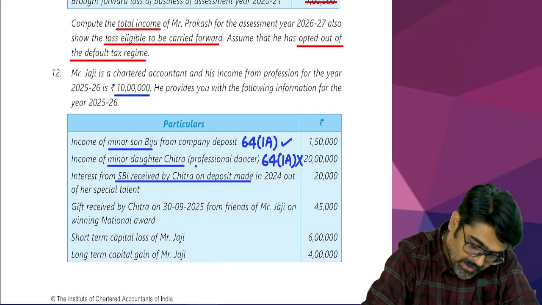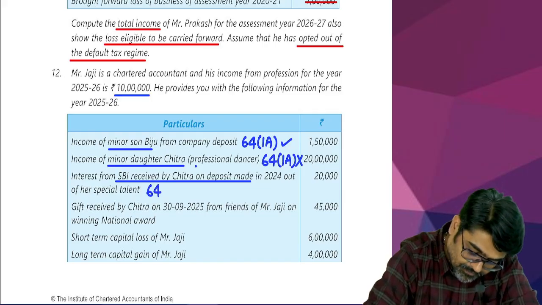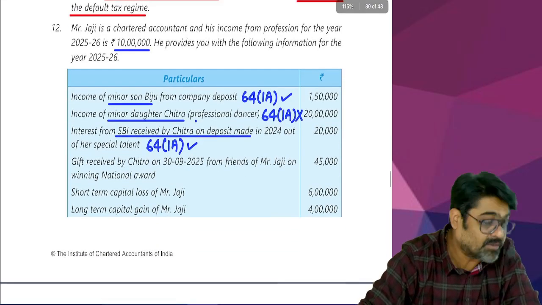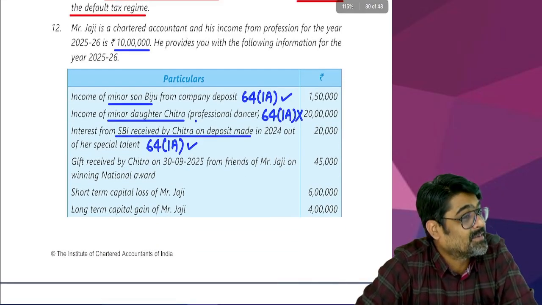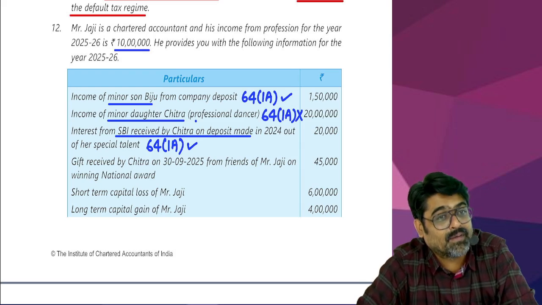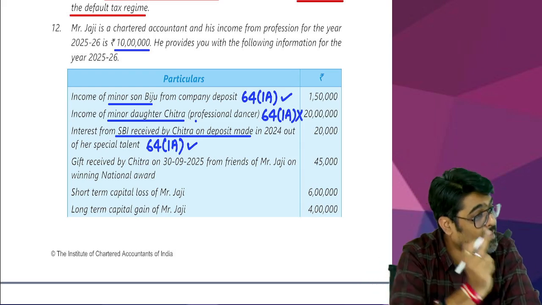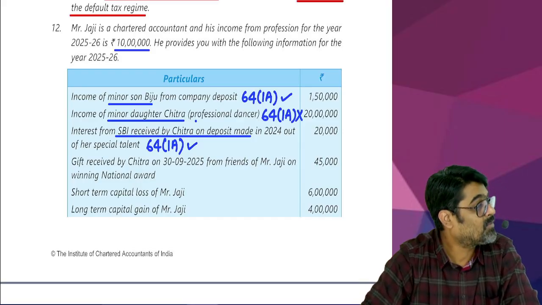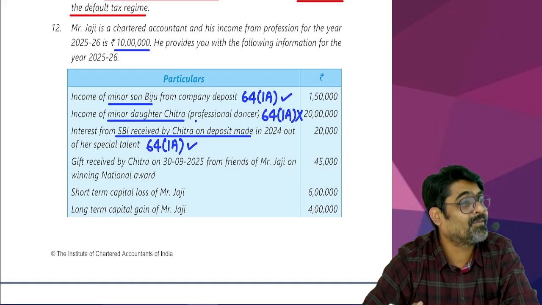Understanding? So the clubbing of this income will happen. Now, the gift received by Chitra. Chitra is a minor, and the minor is receiving a gift. Any income of a minor will be liable for clubbing, even if it is a gift.